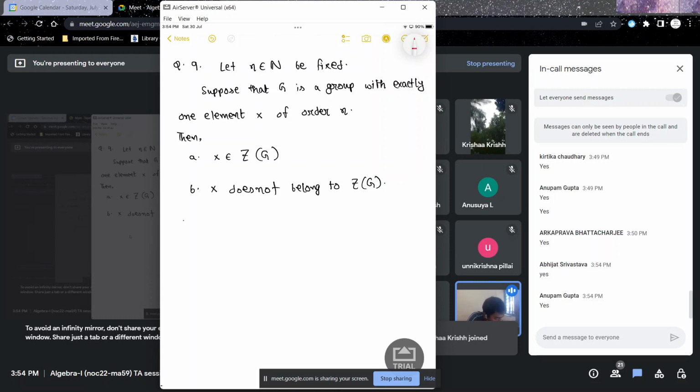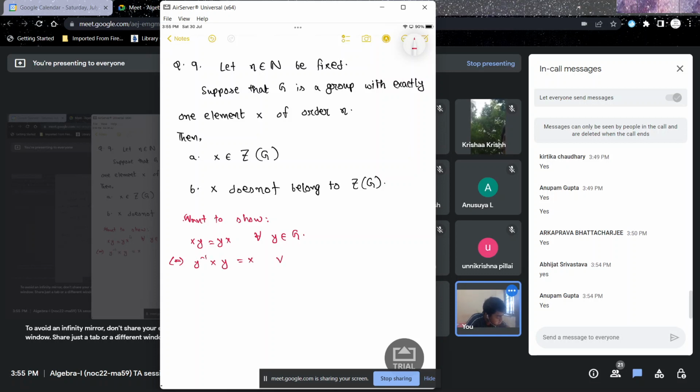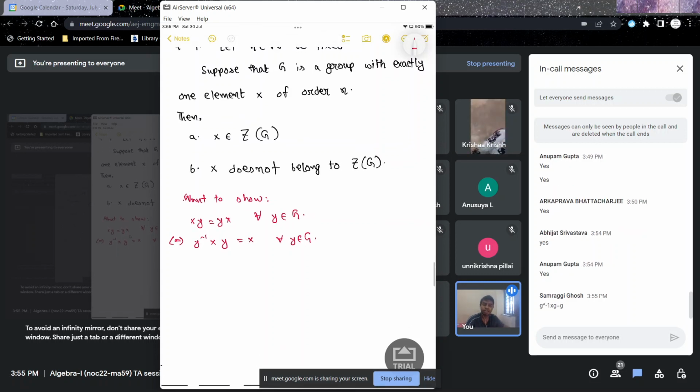So what you need to show is that x is in the center. We want to show that xy is equal to yx for all elements y in your group. You just need to show that x commutes with every element in your group, or equivalently, because of the presence of inverses, this is equivalent to showing that y inverse xy is x for all y in G. Now what significant property does x have?